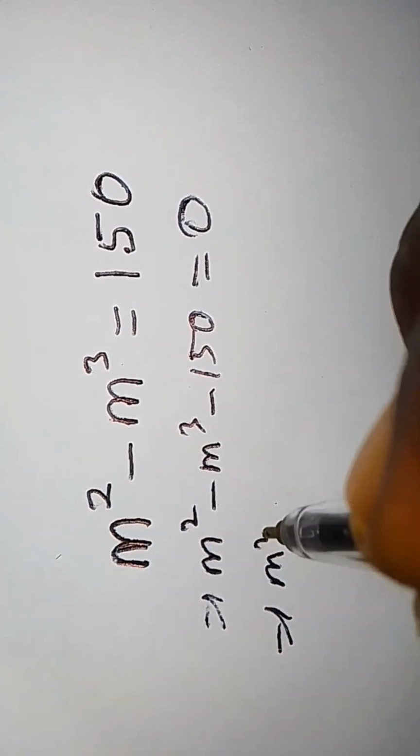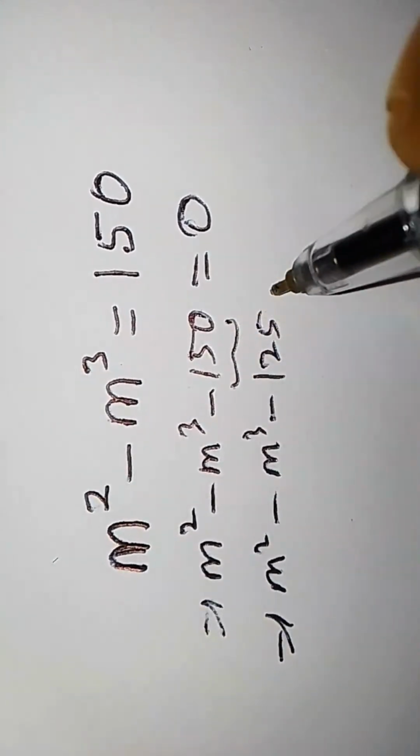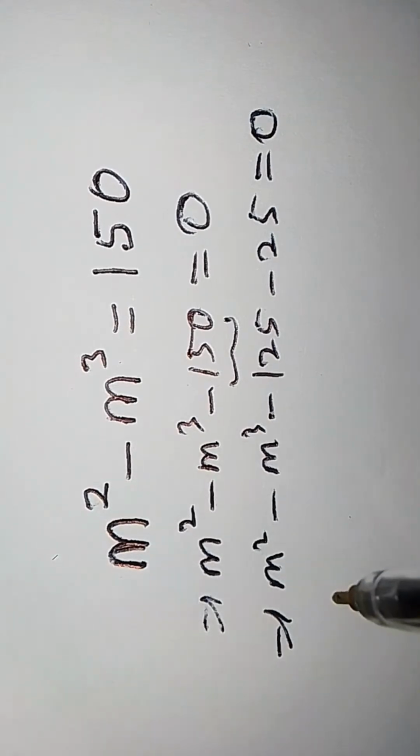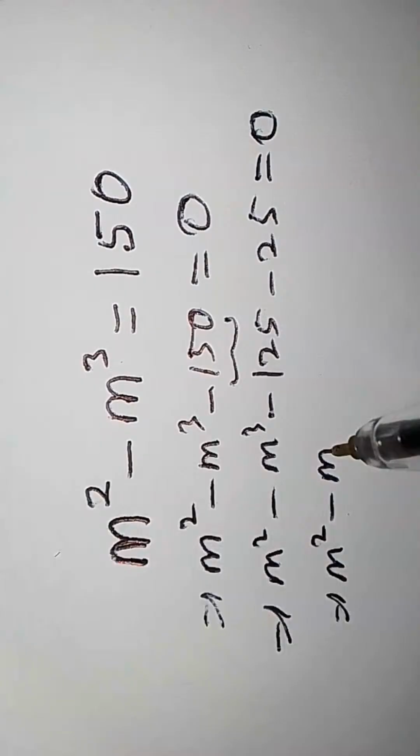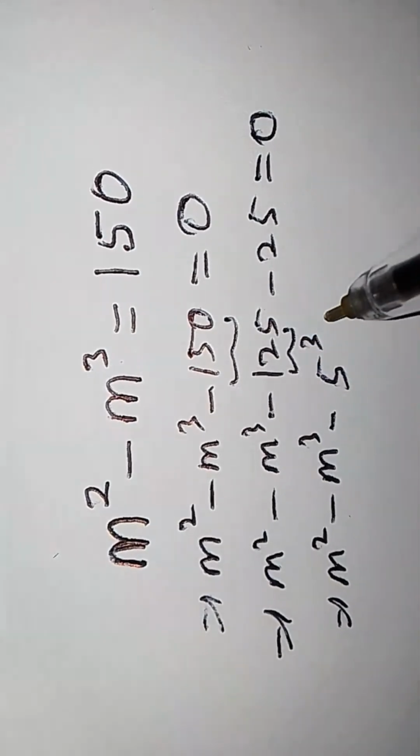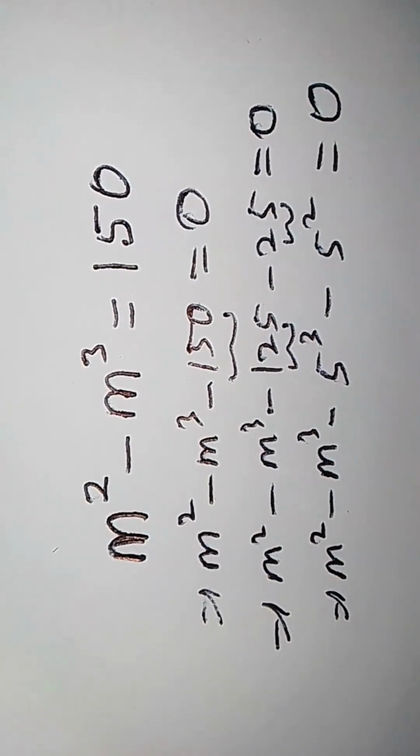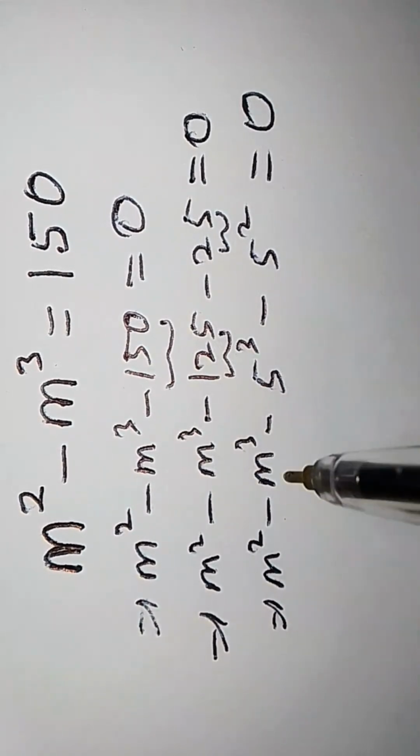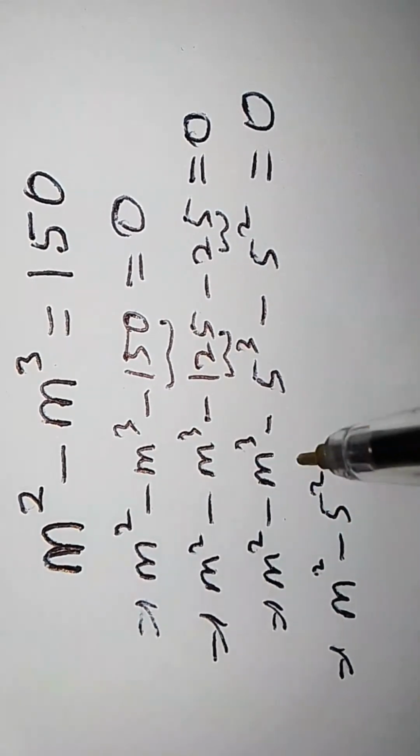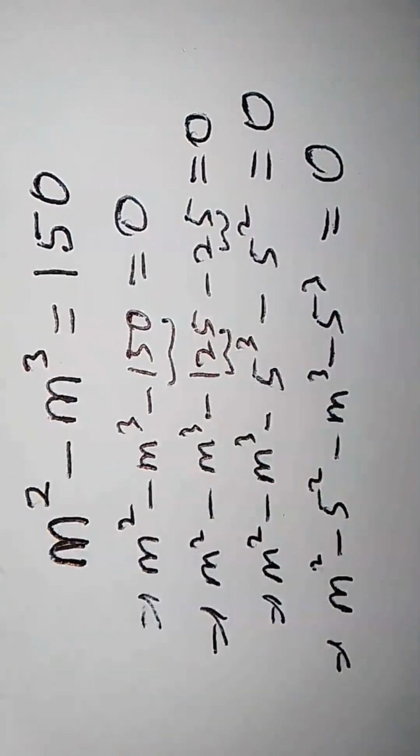So we have m squared minus m cubed minus 150, which could be written as minus 125 minus 25 equal to 0. Let's continue. So we have m squared minus m cubed minus 125 could be written as 5 to the power of 3, minus 25 could be written as 5 squared. This equal to 0. So now, let us rearrange this equation. Doing that, we have m squared minus 5 squared minus m cubed minus 5 cubed equal to 0.